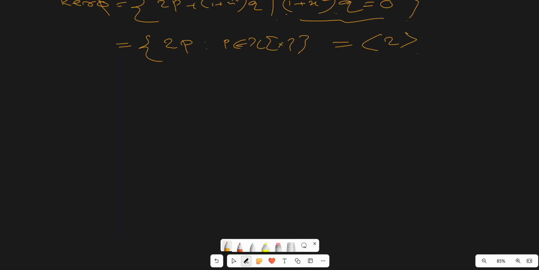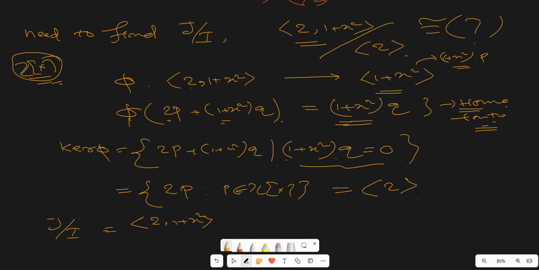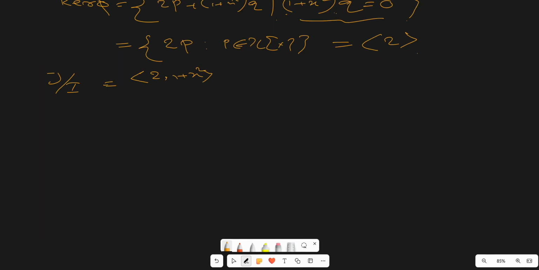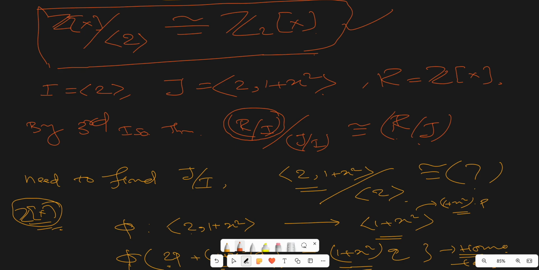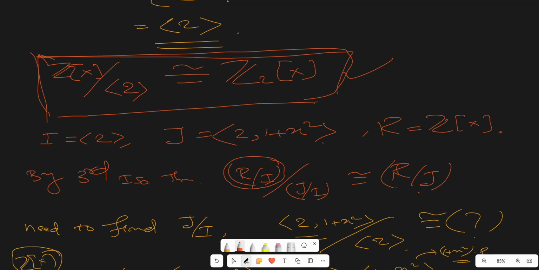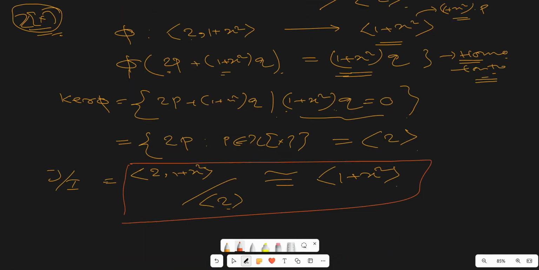So again what I have is J mod I. J means the ideal generated by 2 and 1 plus x square, and 2 into 1 plus x square. So what is I? I is also this kernel phi, which means J mod kernel phi is isomorphic to the image. What is the image? The image is the ideal generated by 1 plus x square. Can you see? So I have R mod I, and I also have J mod I.